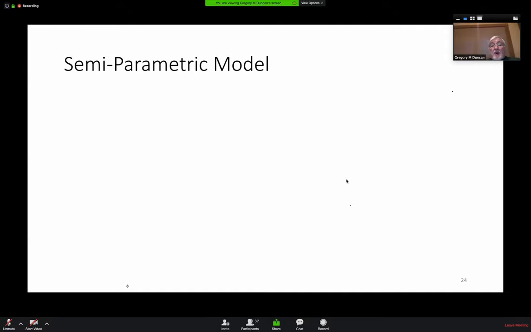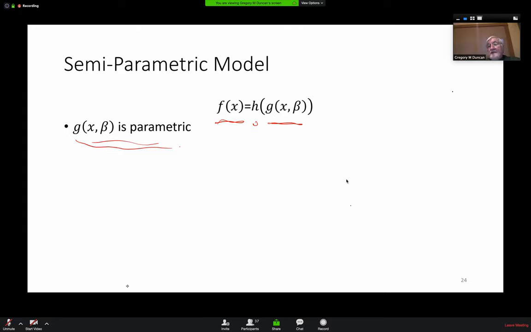Then there are semi-parametric models. A semi-parametric model is where f of x is a function h of g of x beta, where g of x beta is parametric. So I know the functional form, I just don't know what the betas are. For example, g of x beta could be linear regression. Typically, h will be smooth but arbitrary. It'll be univariate. And what we'll try to do is estimate the betas and the h. This problem isn't as hard, but it's still very, very hard.